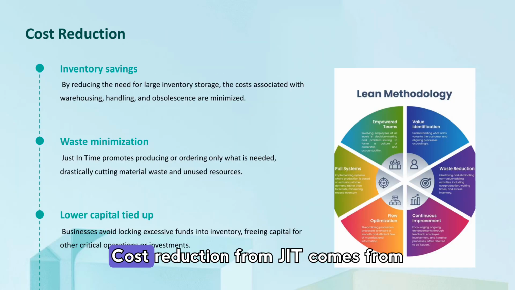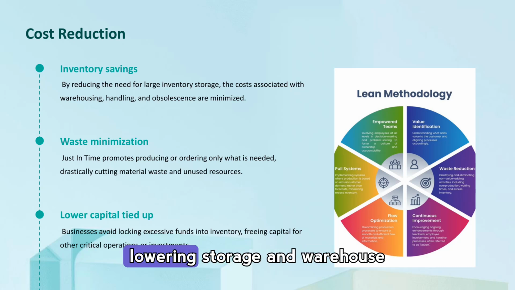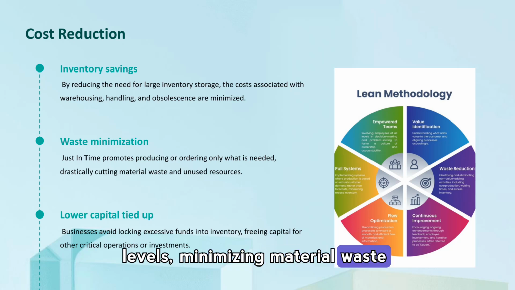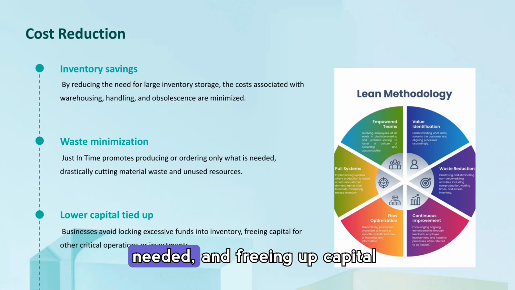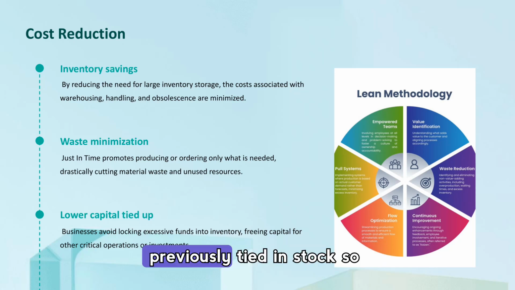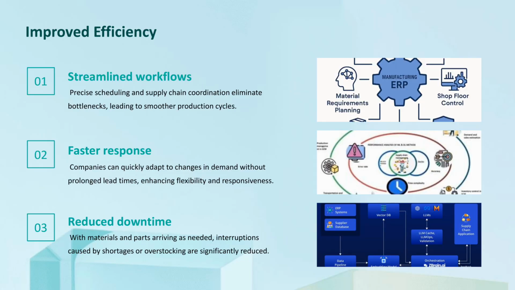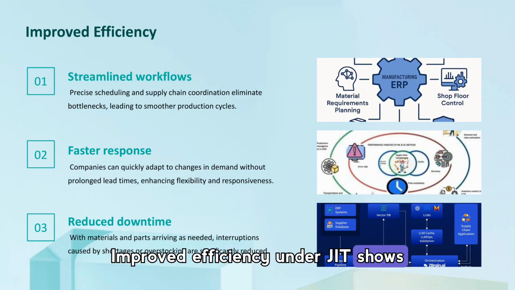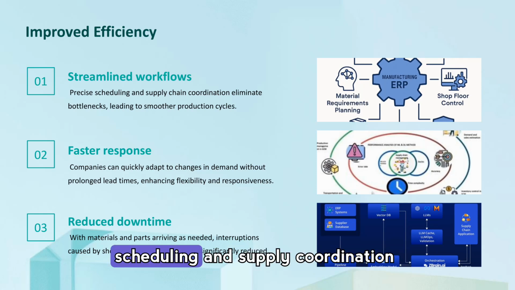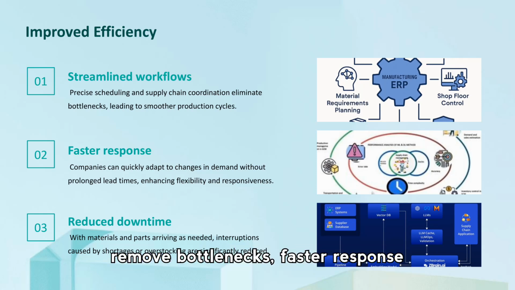Cost reduction from JIT comes from lowering storage and warehouse expenses by cutting inventory levels, minimizing material waste through producing only what's needed, and freeing up capital previously tied in stock so businesses can invest in other priorities or improve cash flow.